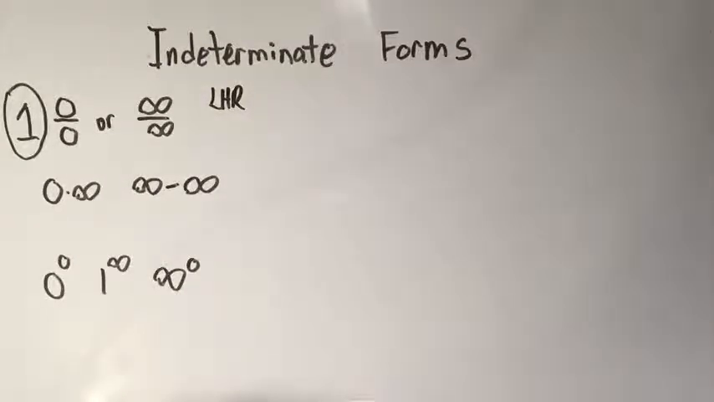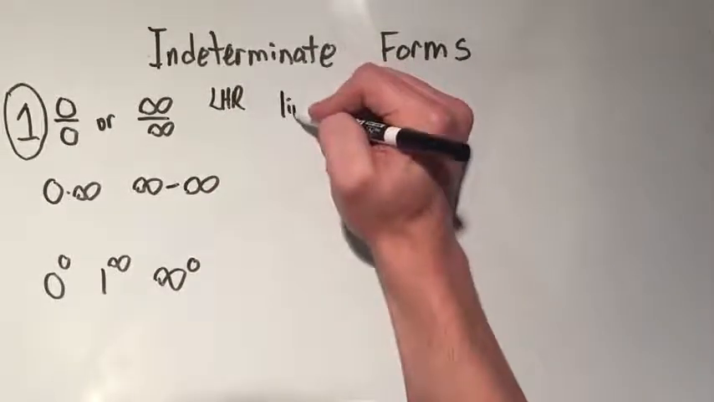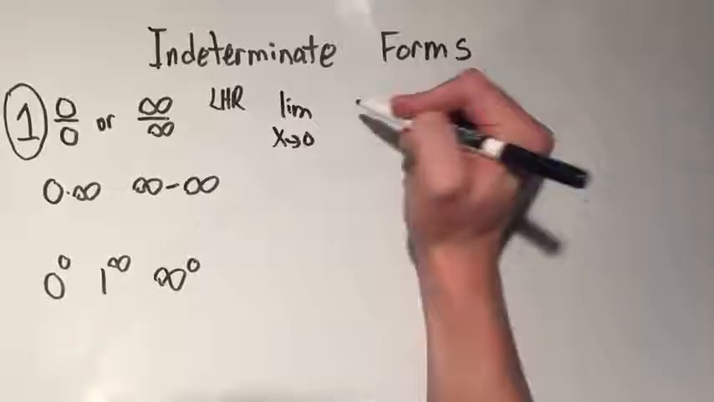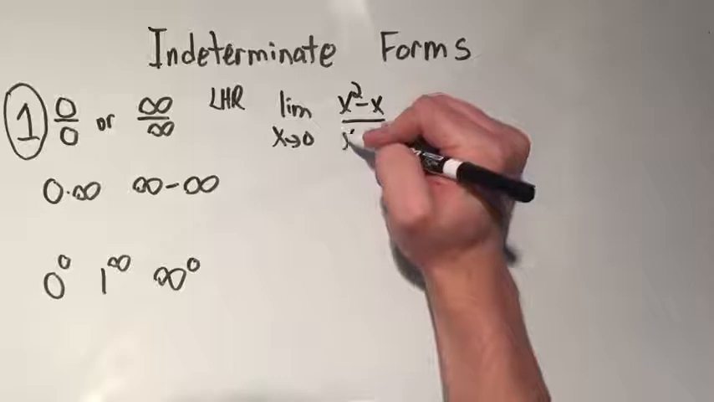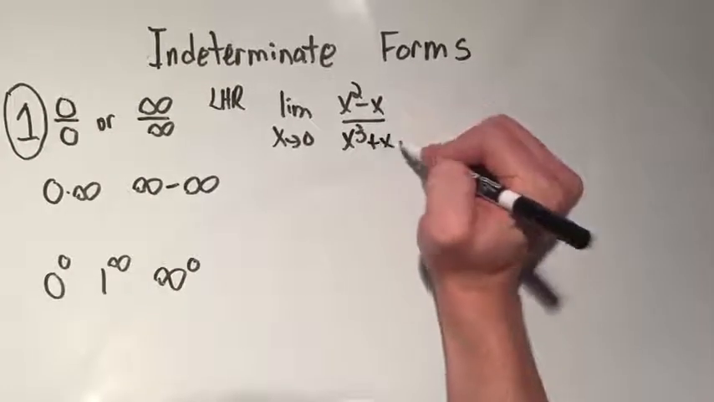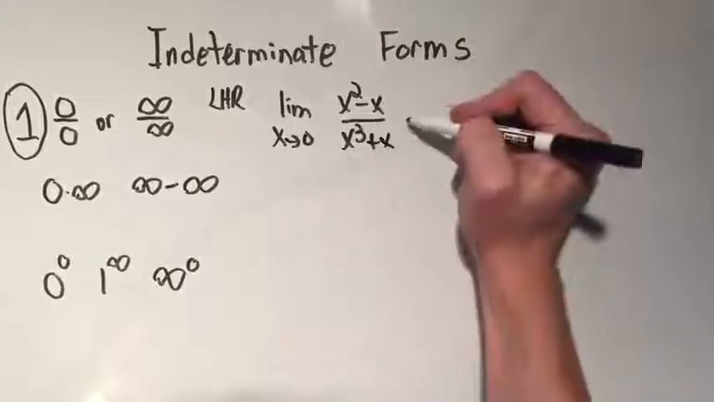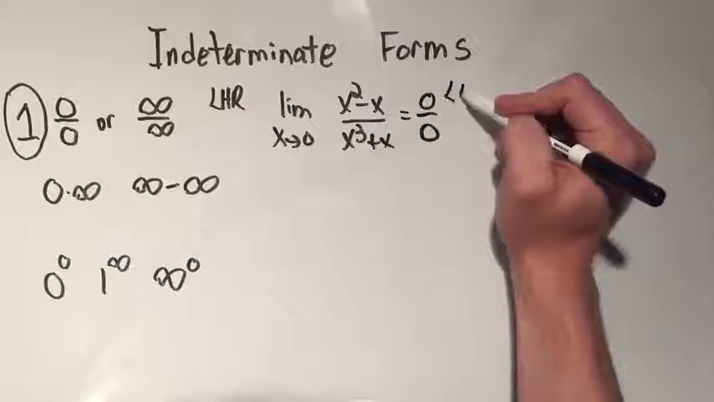Okay, if you haven't seen L'Hopital's rule, go ahead and check out my video on it. It should be somewhere really close. So for example, if you had the limit as x goes to 0 of x squared minus x over, I don't know, x cubed plus x, that would be a case where you're going to get 0 over 0, and you can immediately jump to L'Hopital's rule.